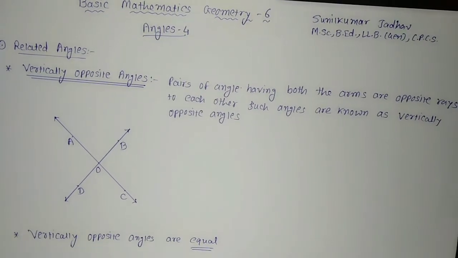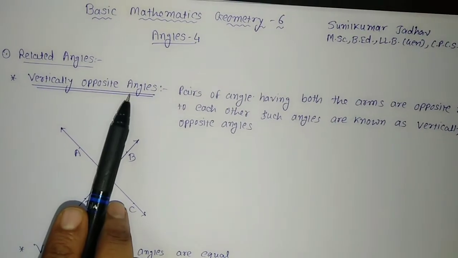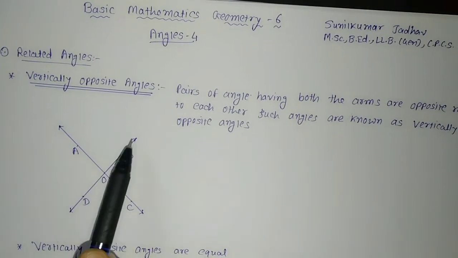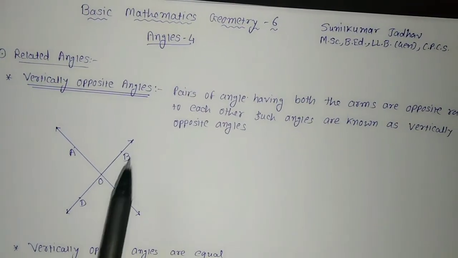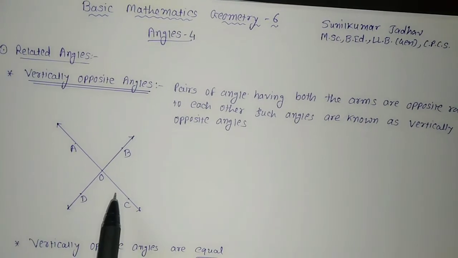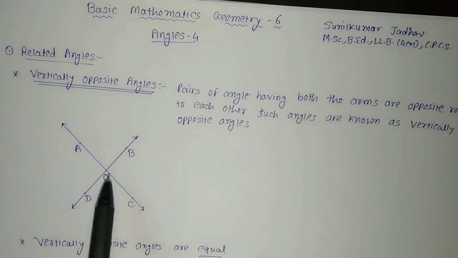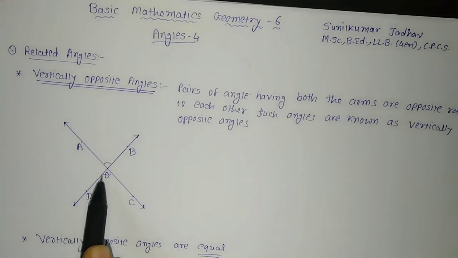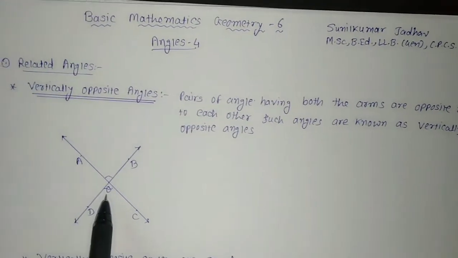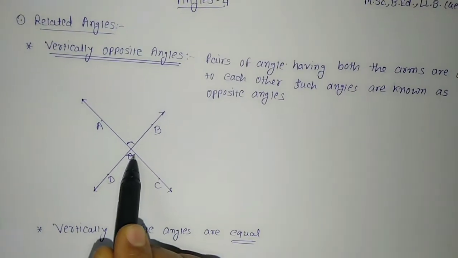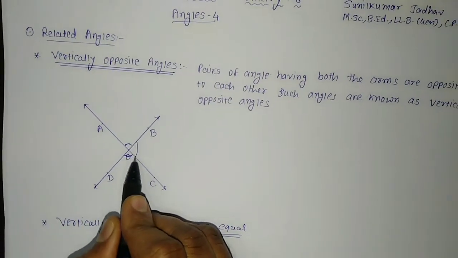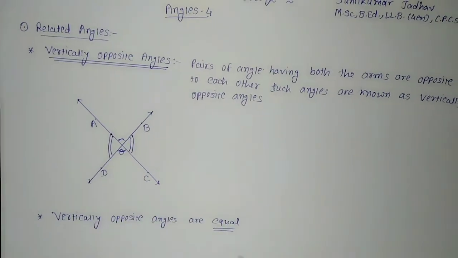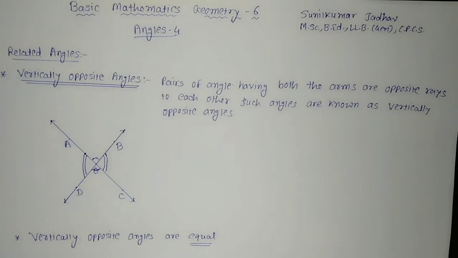Here in related angles we are going to discuss vertically opposite angles. What is the meaning of vertically opposite angles? Simply remember, when two lines intersect each other, a cross is formed. Both the opposite angles of the cross are considered vertically opposite angles. Remember it. So this angle and this angle are vertically opposite angles, as well as this angle and this angle are also a pair of vertically opposite angles.